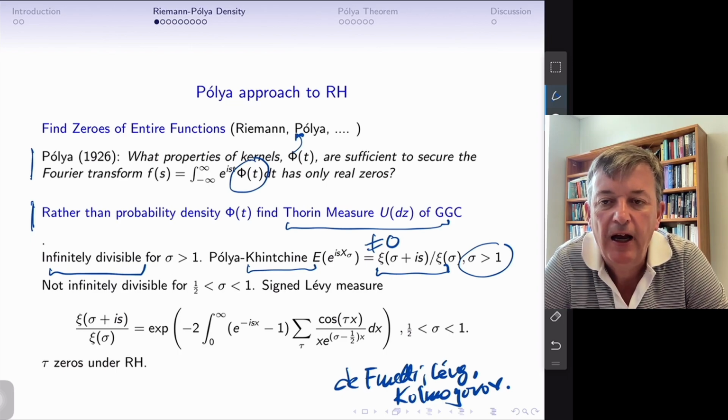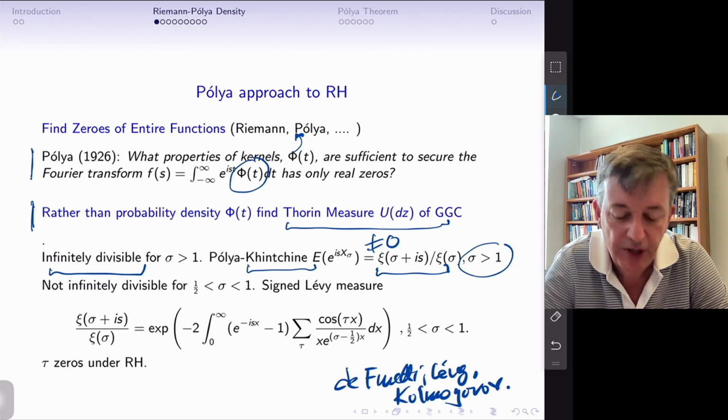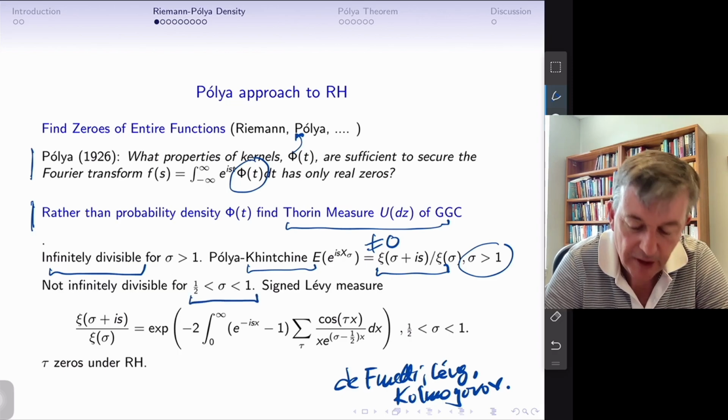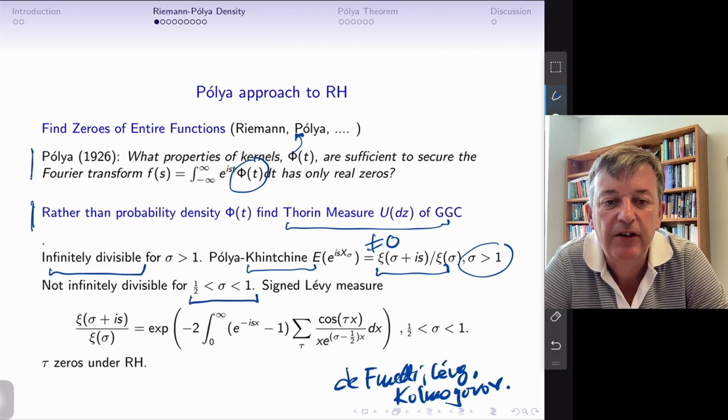Okay. Now, what makes the Riemann hypothesis hard is that when we go into the critical strip, so when we go from a half to 1, remember that the psi function is symmetric, so we don't have to bother to go from 0 to a half.